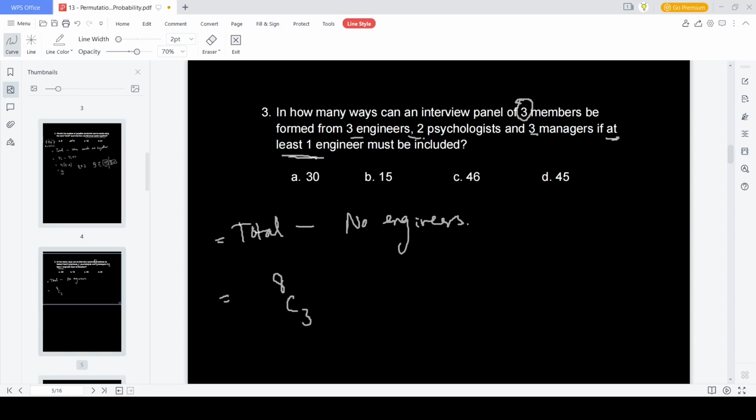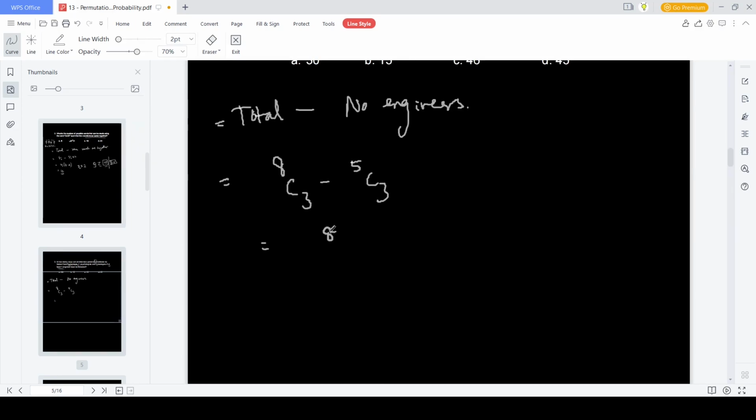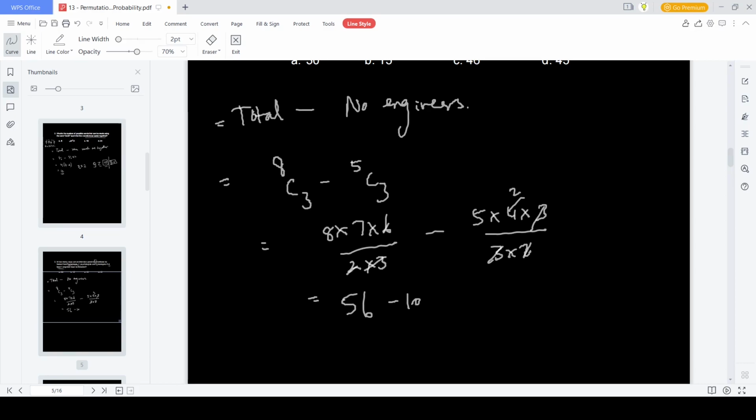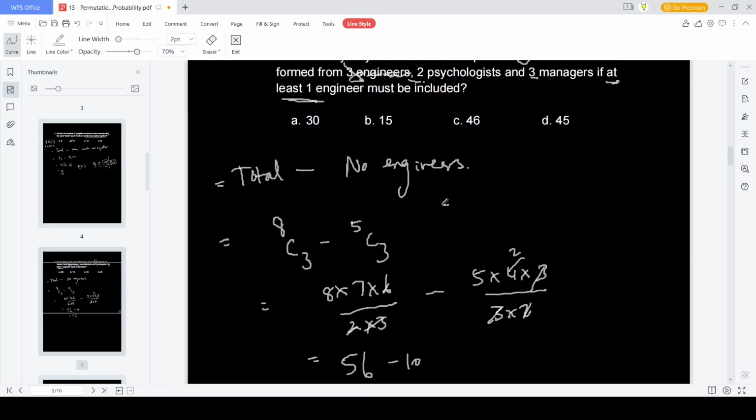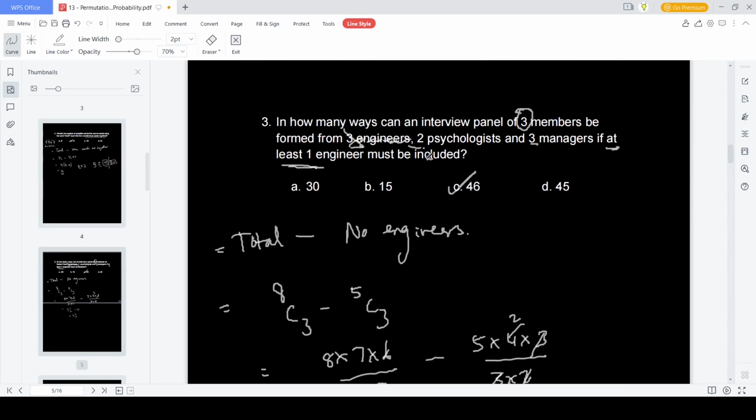This is again a choice question, obviously. If you have no engineers, then eliminate them. Then you have 2 plus 3, that is 5. In that you have to choose 3 members, so that becomes minus 5C3. Just simplify this, you'll get the answer. 8 into 7 into 6 divided by 2 into 3, minus 5 into 4 into 3 by 3 into 2. So this is 10 and this is 8 sevens are 56, minus 10 is 46. So there are 46 ways to choose this interview panel.